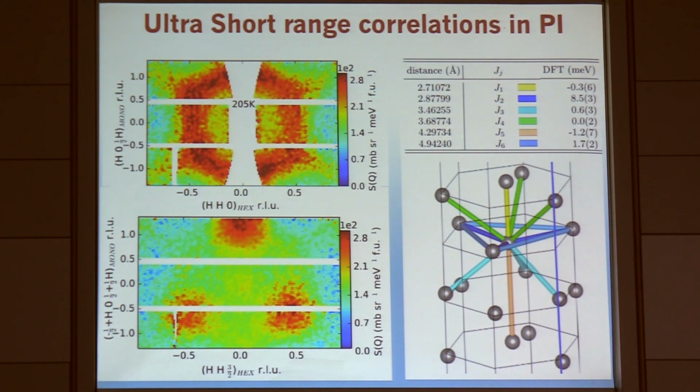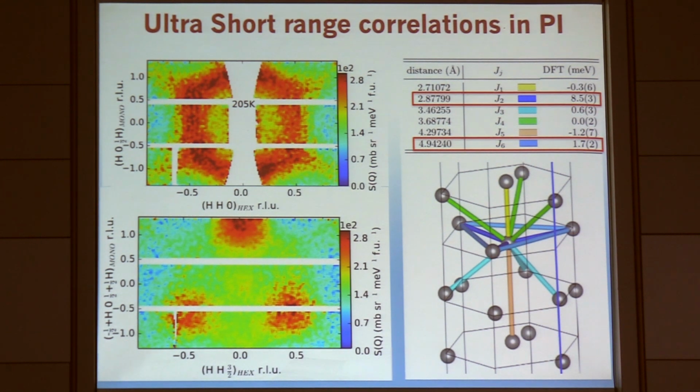So Rosa and Harold went and actually calculated the exchange constants in the system using density functional theory. And they found that actually the dominant exchange constants are antiferromagnetic, called J2 and J6 here. And they actually are both interactions which exist within this honeycomb-like layer.